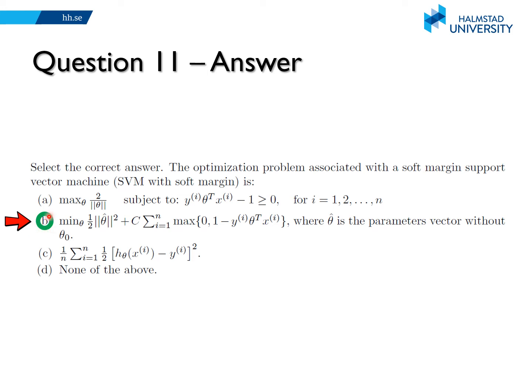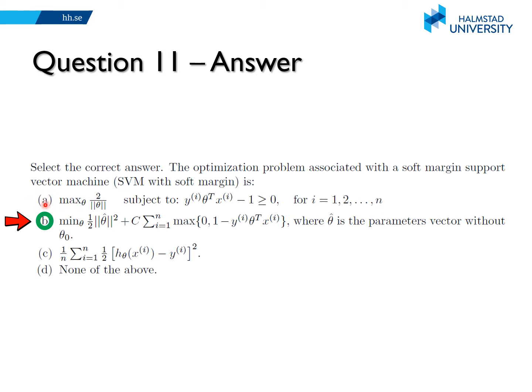The correct answer is B. So we want to minimize the magnitude of those parameters, which actually means that we want to maximize the margin. And this is the hinge loss, and by minimizing it, we want to classify correctly most of the training data points. And there is a trade-off parameter between this objective and this one. So we have this hyperparameter C to make this trade-off. And we have discussed the effect of this hyperparameter in lecture 6.